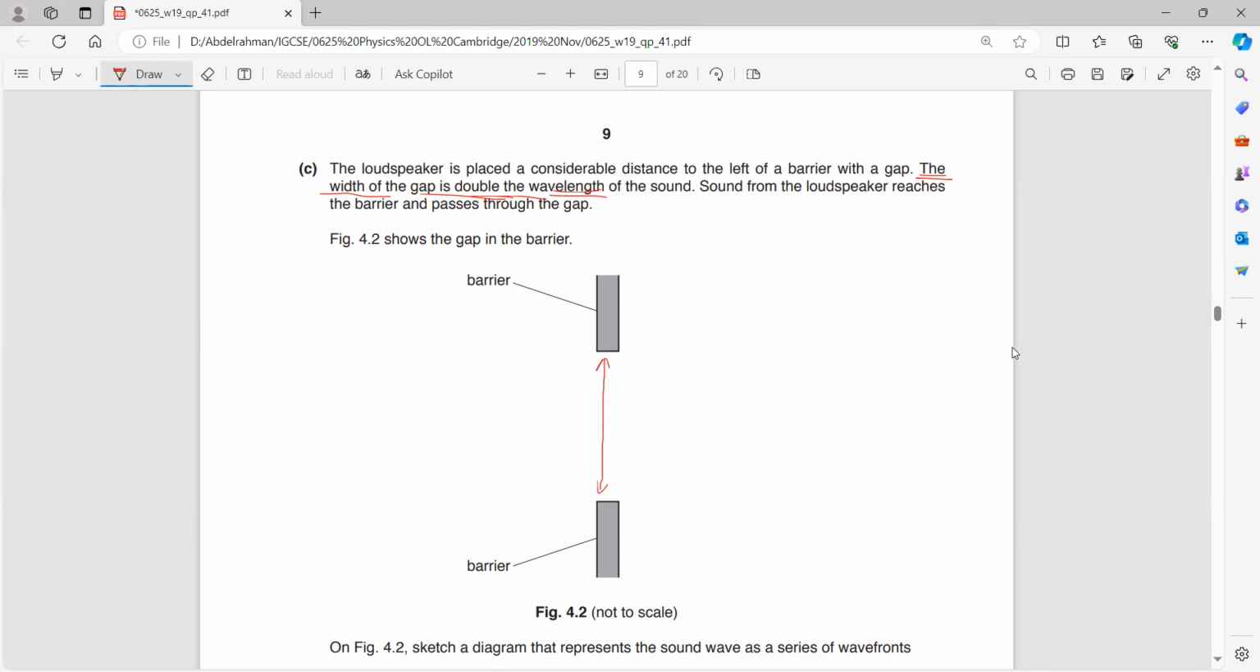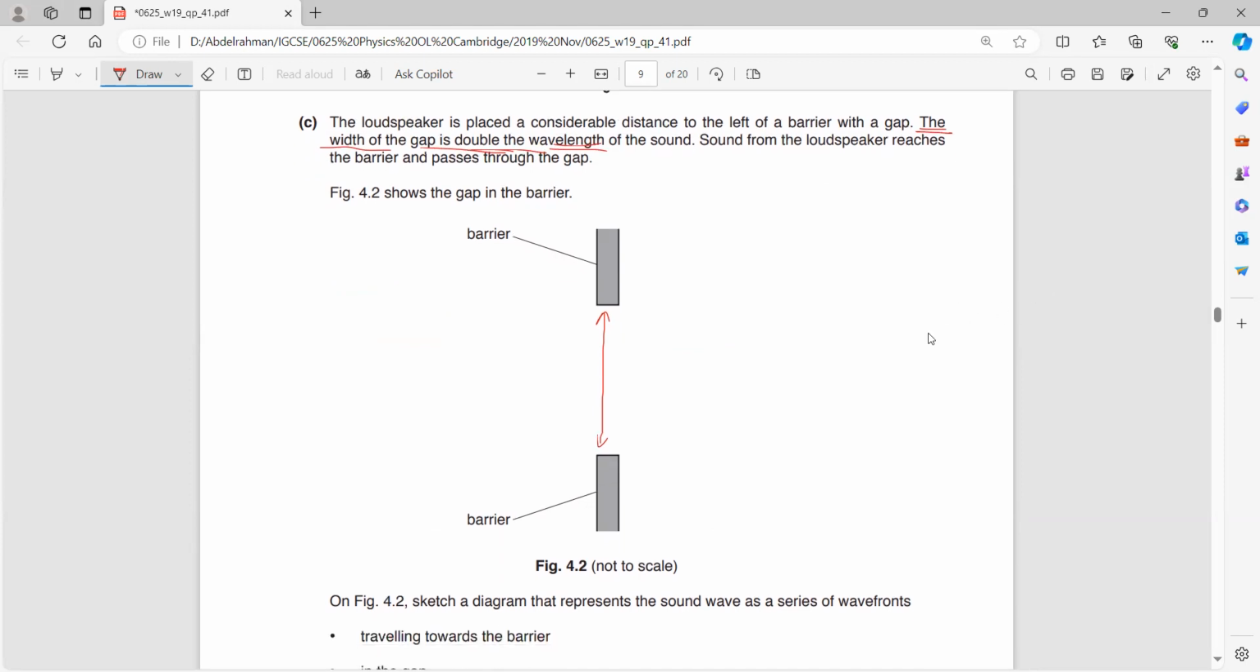What does double the wavelength mean? I can measure this width, we can measure it with a ruler. I don't have a ruler now, but you can measure it. Then when I measure it, I draw wavelengths which are half this width. So we draw a wave front and leave a distance which is half the gap, then draw another one and leave the same distance. They all have the same distance between them, which is the wavelength.